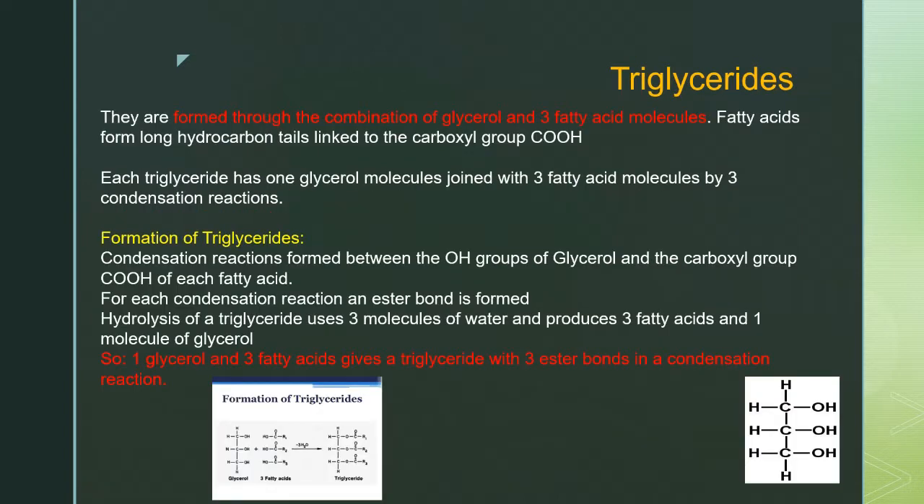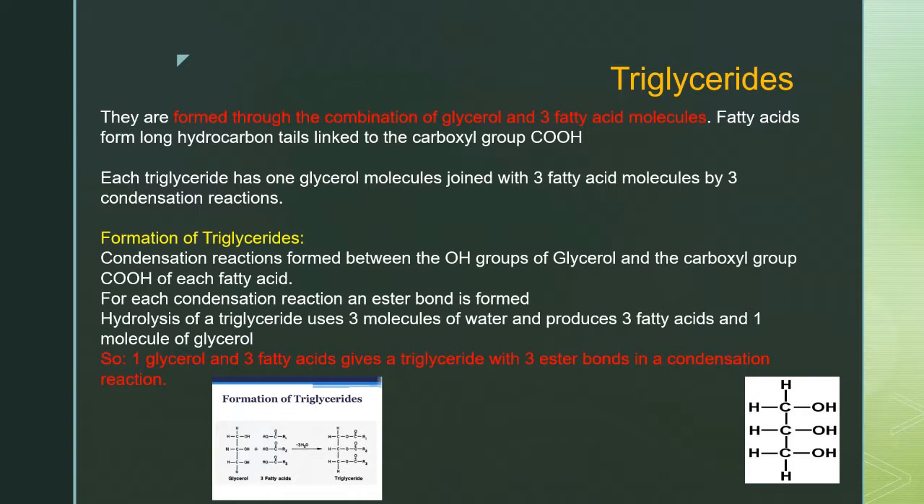We're going to start off by talking a wee bit about triglycerides. You can see the images down the bottom. On the right you will see a glycerol, and then you'll see the formation of a triglyceride there in the diagram, and you can use that diagram to follow along as we talk through this. Triglycerides are formed through the combination of a glycerol and three fatty acid molecules. Fatty acids form a long hydrocarbon tail linked to the carboxyl group COOH. You'll be able to see that from the diagram.